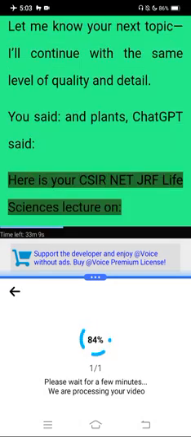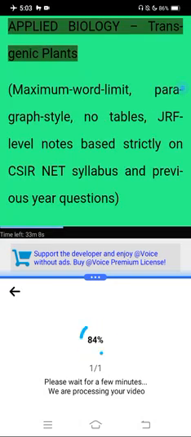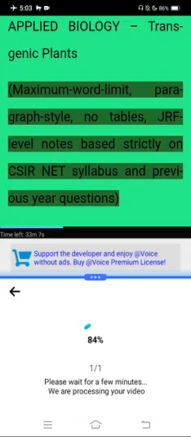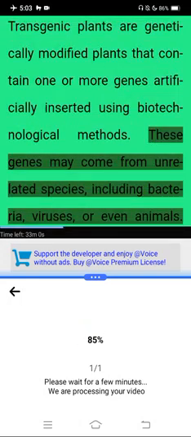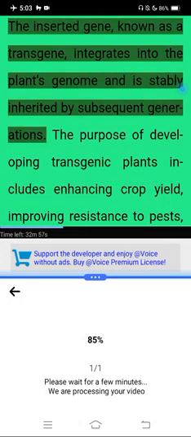Here is your CSIR-NET JRF Life Sciences lecture on applied biology: transgenic plants. Maximum word limit, paragraph style, no tables, JRF-level notes based strictly on the CSIR-NET syllabus and previous year questions. Transgenic plants are genetically modified plants that contain one or more genes artificially inserted using biotechnological methods. These genes may come from unrelated species, including bacteria, viruses, or even animals. The inserted gene, known as a transgene, integrates into the plant's genome and is stably inherited by subsequent generations.